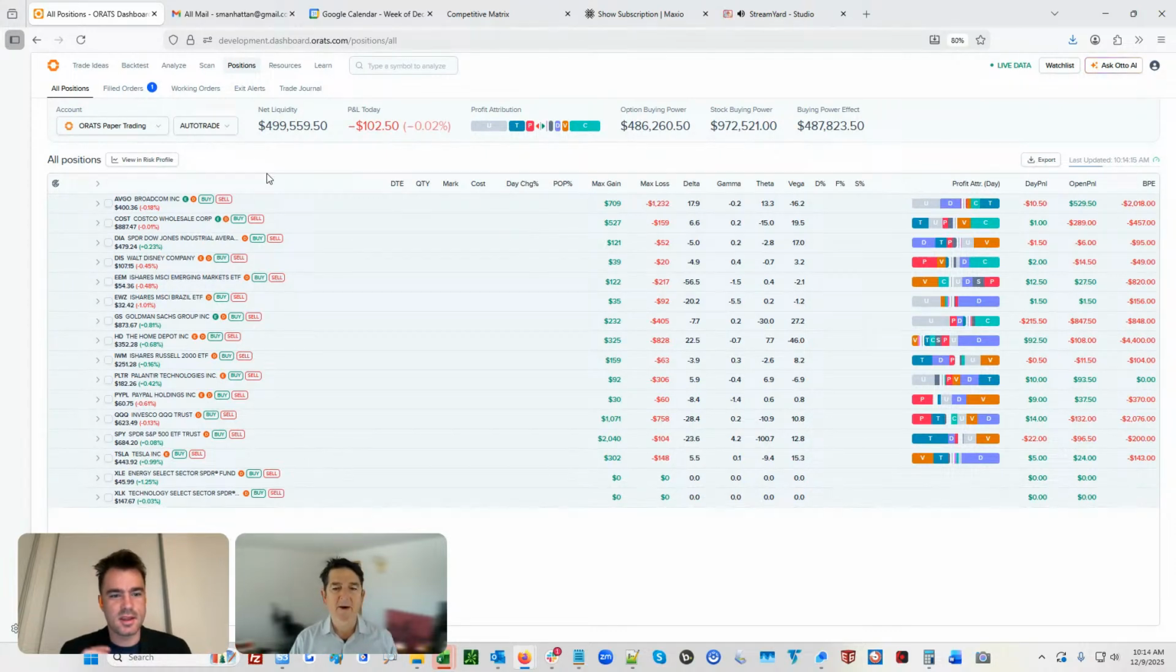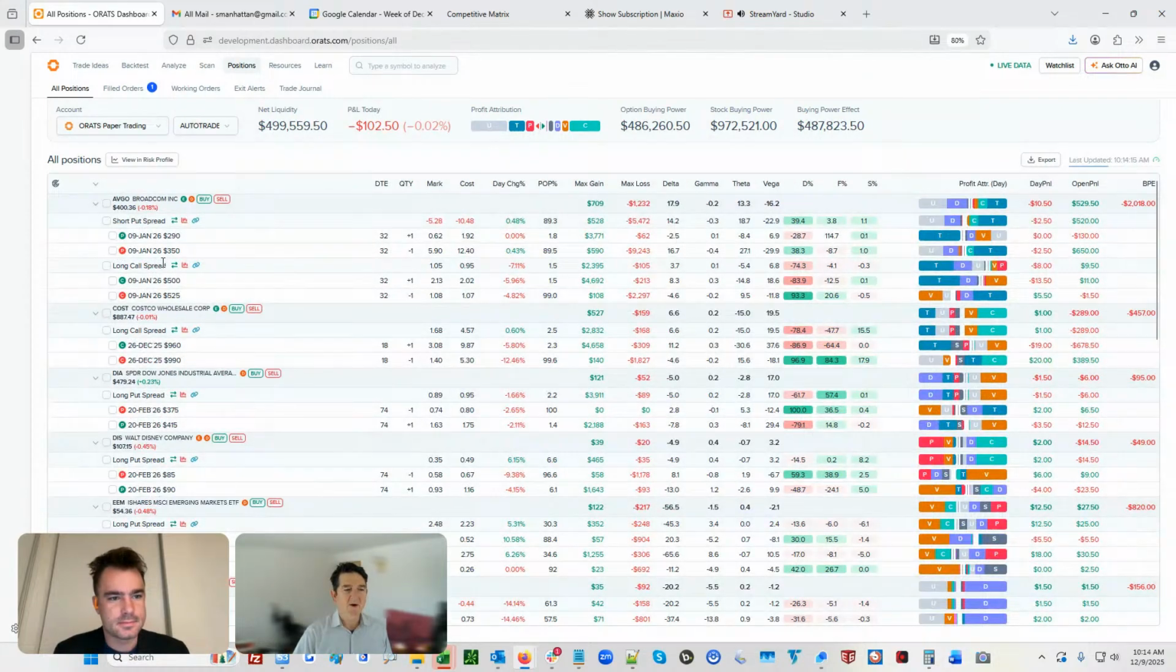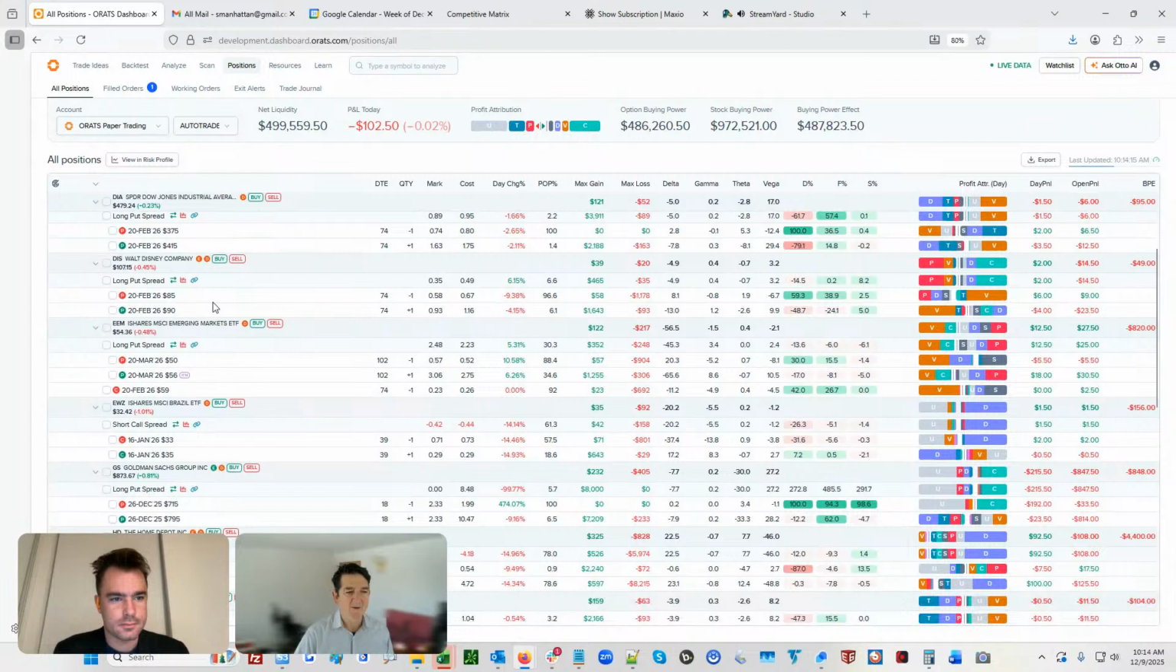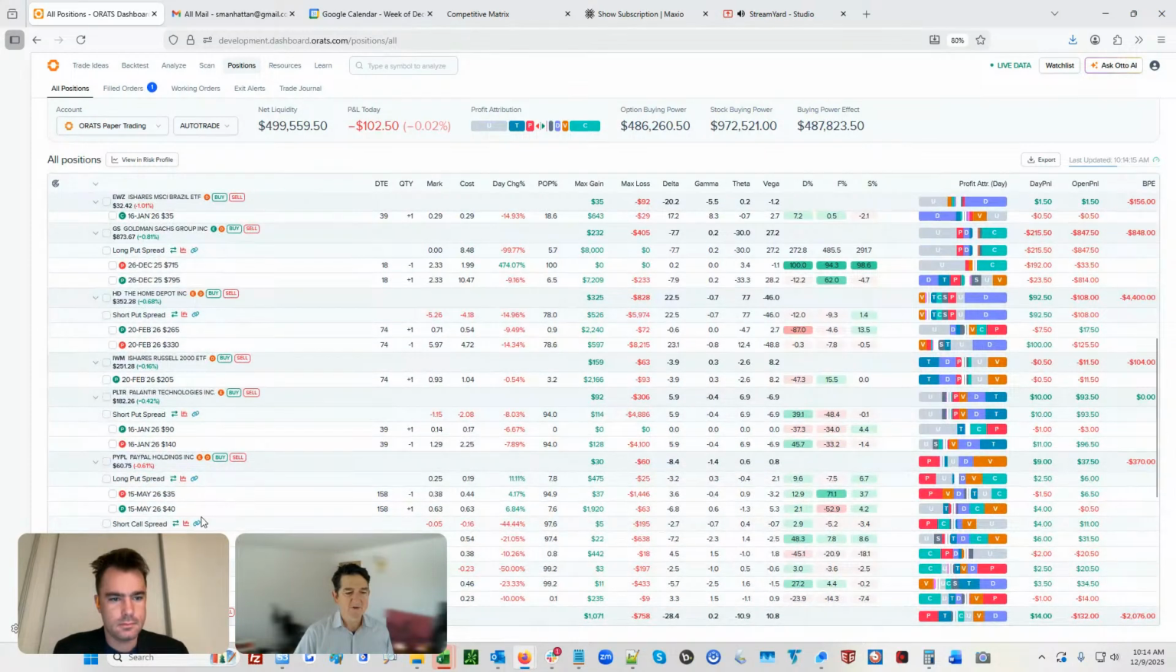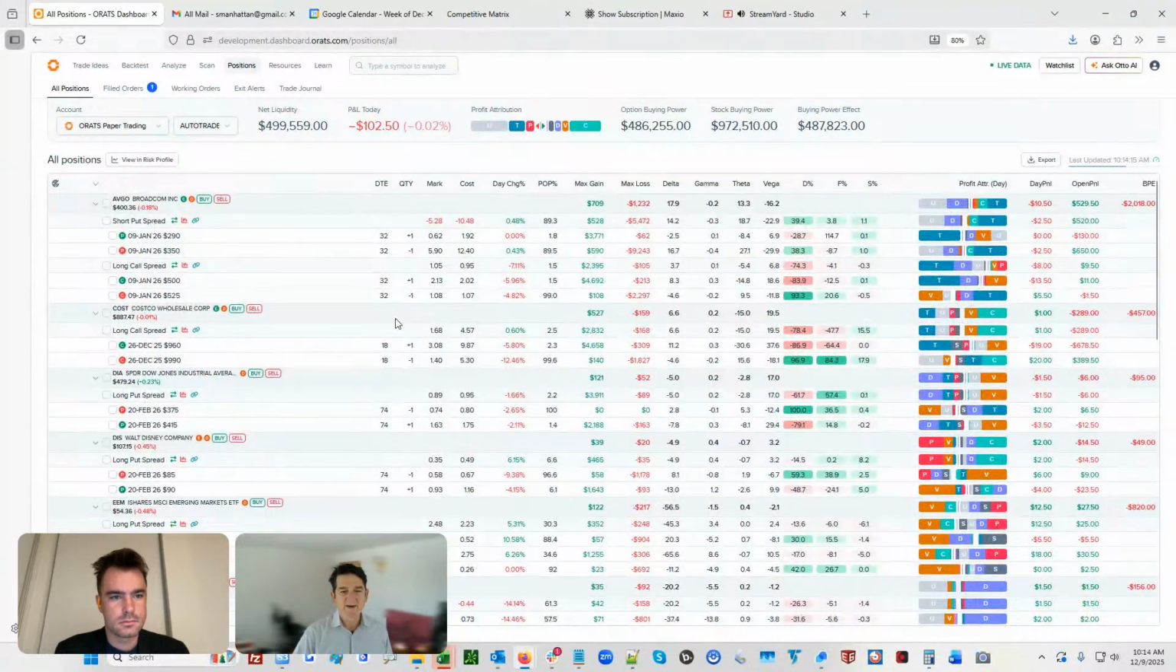This is a really critical part here. All different, and I have a long call spread and a short put spread in Broadcom, and I have positions all over the place, all different days, 158 days down to 18 days or whatever.